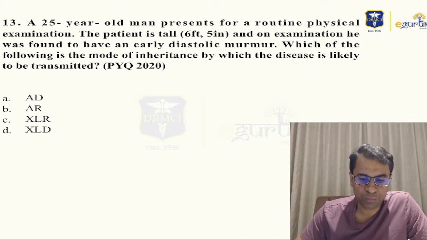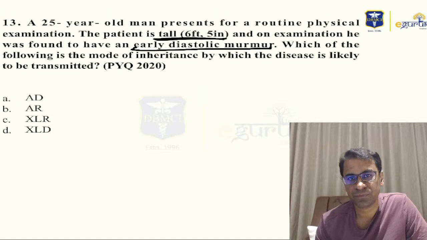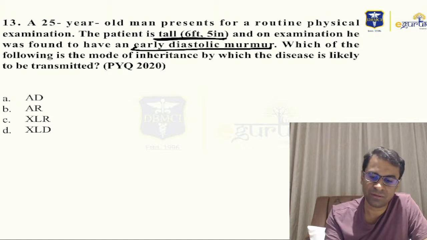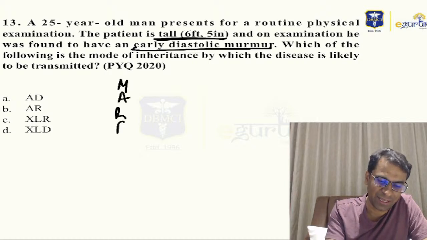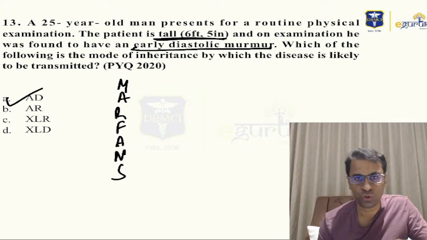A 25-year-old man has a routine physical examination. The patient is tall, and on examination is found to have an early diastolic murmur. What is the diagnosis? Yes, it's Marfan syndrome. Marfan syndrome is autosomal dominant.